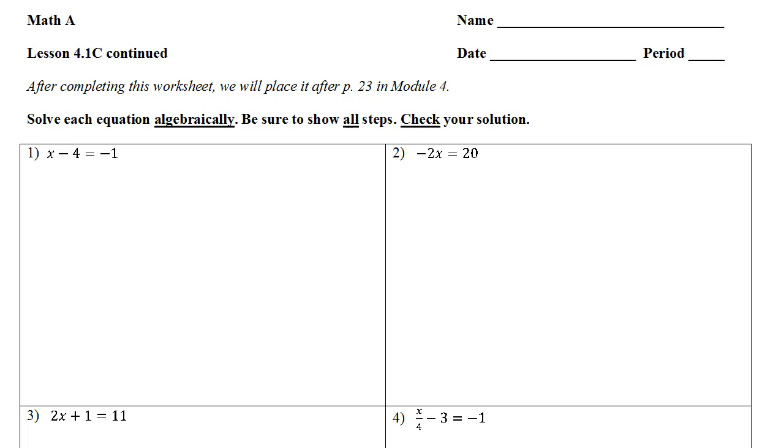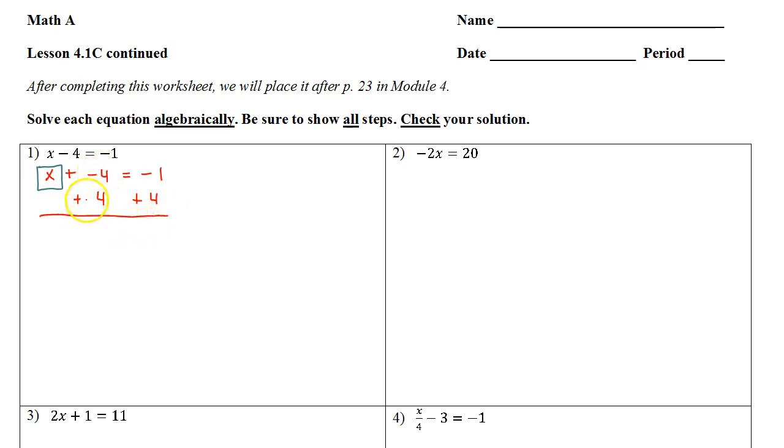So for the first one, we've got x minus 4 equals negative 1. The first thing we want to do is rewrite it as an addition equation. So x plus negative 4 equals negative 1. Now remember, the goal when I'm solving an equation is to isolate my variable on one side of the equation. And so I need to move the negative 4 to the other side. And I can do that by adding the opposite of negative 4, which is positive 4. If I add it to the left side, I must also add it to the right side.